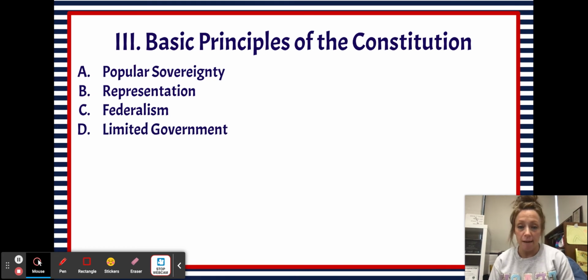Next, we've got limited government, and we've had this term before. Limited government is the idea that there are certain things that the government cannot do. The government is limited in power. They do not have absolute power.